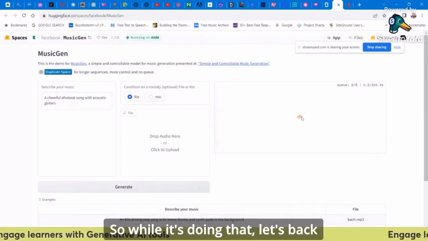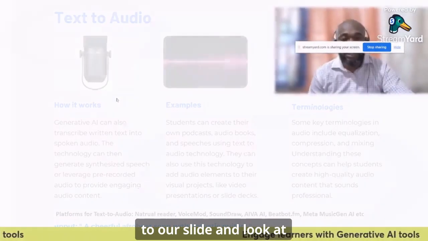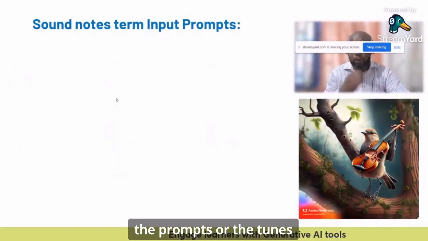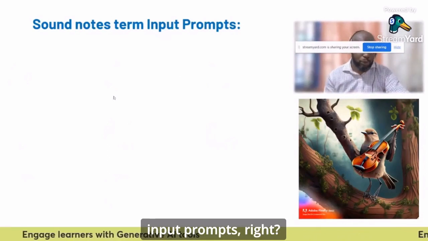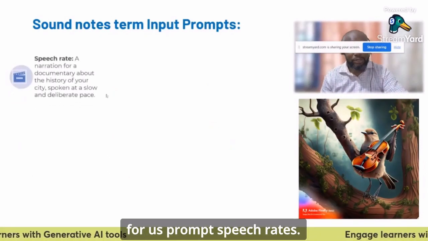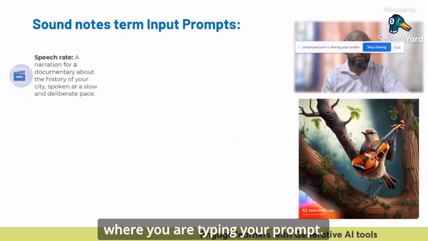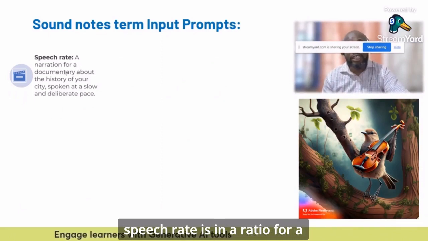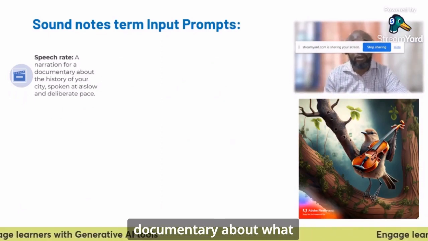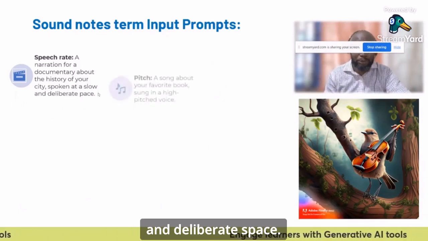So while it's doing that, let's go back to our slide and look at the prompts or the terms. Sound, note, stems that you can use as prompt. Speech rate, you can decide the speech rate when you are typing in your prompt. A speech rate example is a narration for a documentary about the history of a city spoken at a slow and deliberate pace.